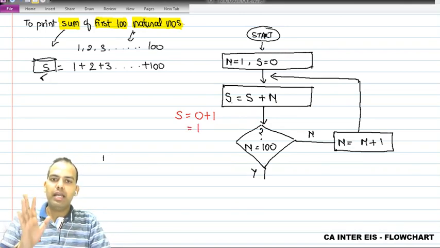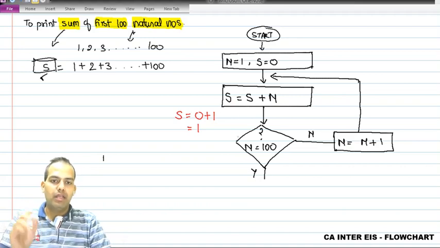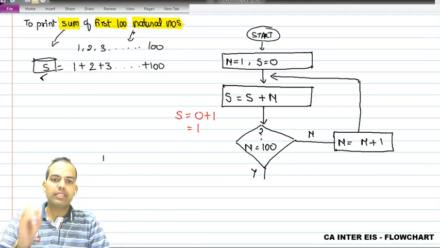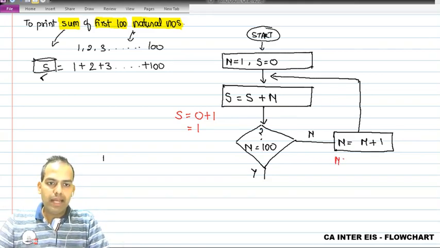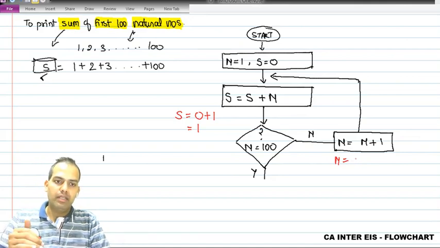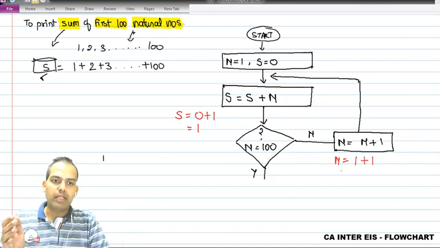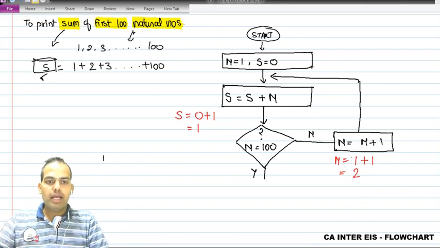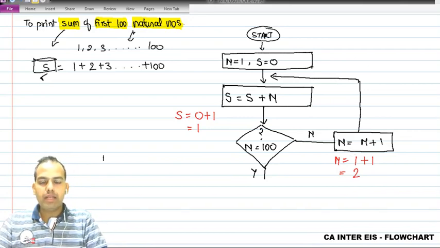Now this bucket s will have only 1 rupee. When you go down here, it will compare: is n equal to 100? The answer is obviously no, because n is 1. So it will go here. The n value will now be redefined: n is already 1, plus 1, so it becomes 2. Again, this will go up and come back here.